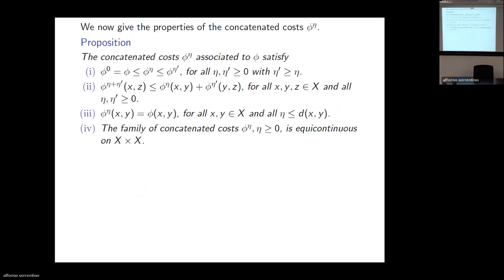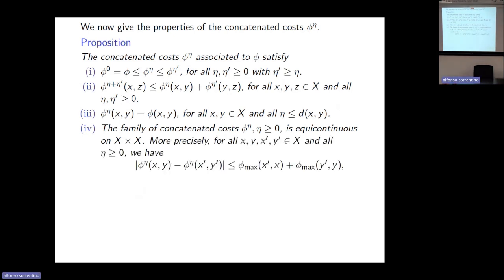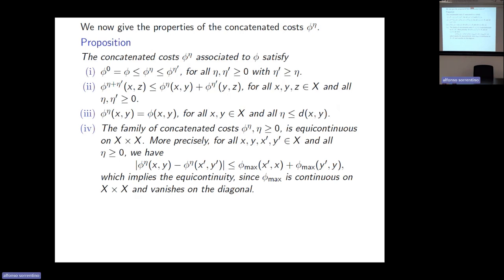Okay, and the family of concatenated costs is equicontinuous. We have this inequality: phi eta of xy minus phi eta of x prime y prime is less than phi max of xx prime plus phi max of yy prime. So phi max is the symmetrized cost, taking the max of phi of xy and phi of yx. This implies the equicontinuity because phi max is 0 along the diagonal and is continuous.